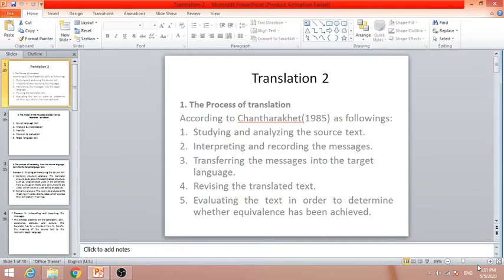Today I'm going to talk about the process of translation. Last time, do you still remember? I taught you about the definition of translation and gave you some assignment. Please submit your assignments. Some of the students haven't submitted the assignment yet. Hopefully, the second time, all of you will submit.